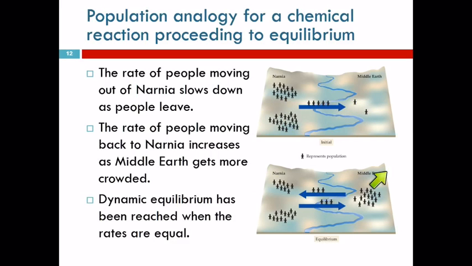Well, as people move over there and the population of Middle Earth increases, the population of Narnia decreases, the rate of immigration from Narnia to Middle Earth is going to go down. And the rate of immigration from Middle Earth to Narnia is going to increase, because some of these people are going to go over there and they're like, you know, this wasn't such a great idea. I think it was better back where we were to start with. And so they start moving back. But it will come to an equilibrium where the number of people moving from Narnia to Middle Earth in a given period of time is the same as the number of people moving in the opposite direction. And that's a dynamic equilibrium. There's people coming and people going, but the number in each place is the same. Does that make sense?